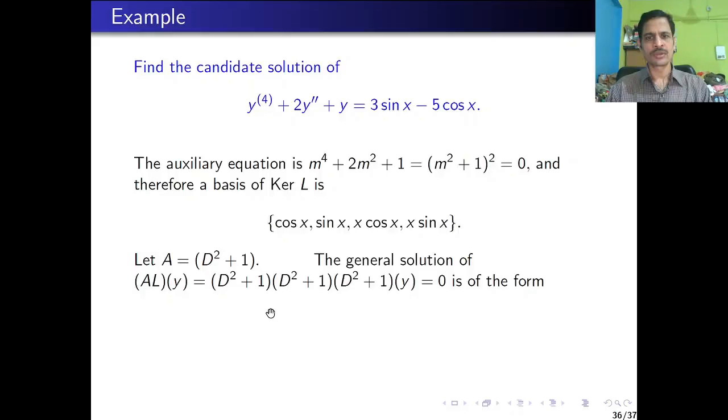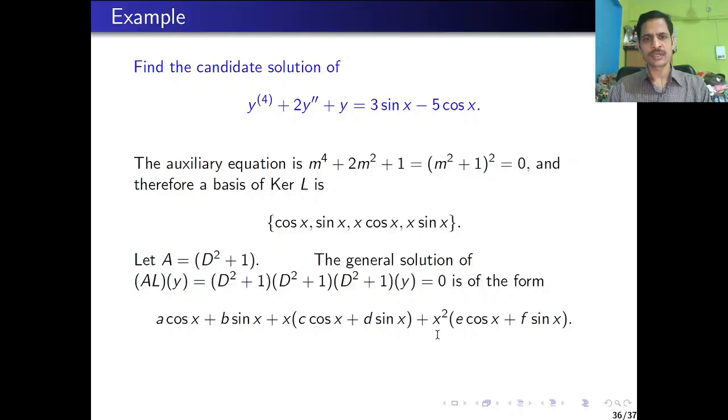So the general solution of ALy equal to 0, that is (D square plus 1) cube applied to y is equal to 0. Its general solution is a cos x plus b sin x plus x times (c cos x plus d sin x) plus x square (e cos x plus f sin x).